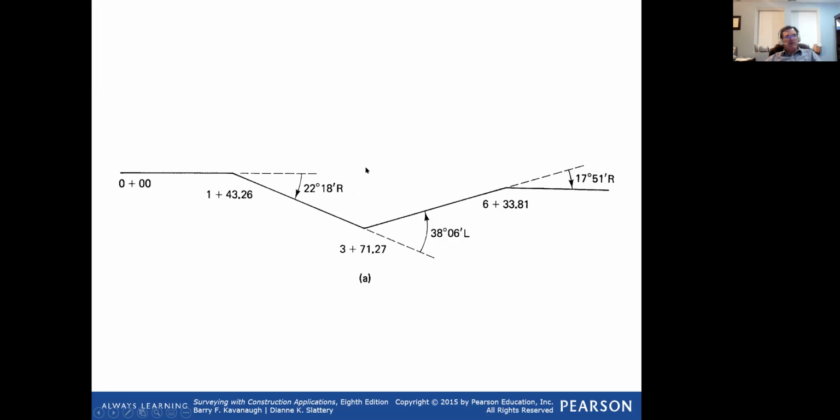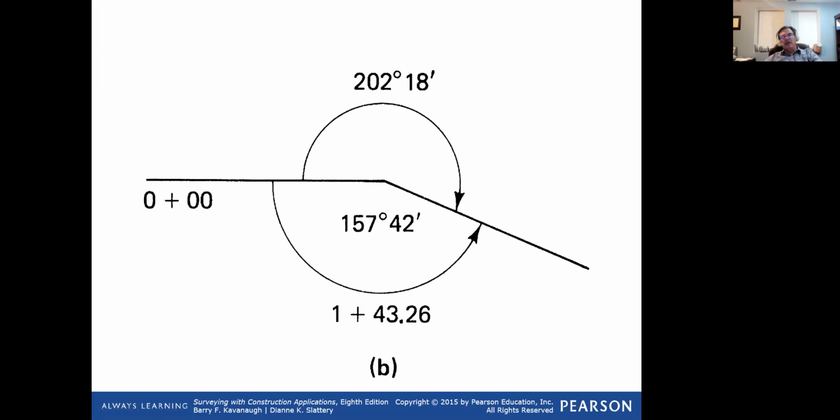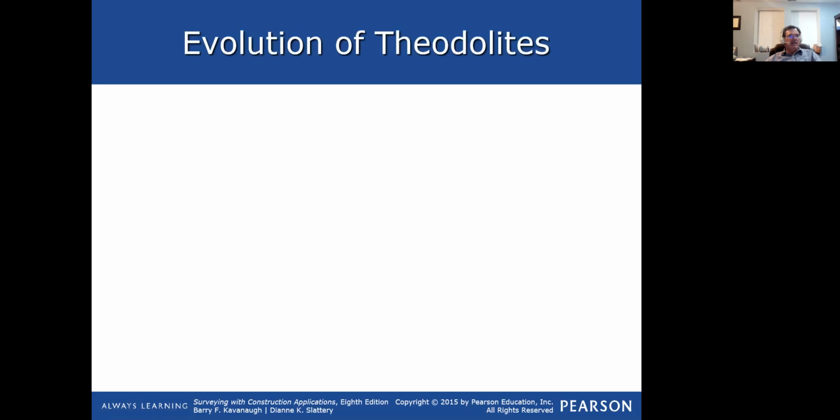And it's measured going forward. And again, it's from the straight line here. This is a 22 degree, 18 minute deflection to the right. Going on this straight line, we have a 38 degrees, 6 minutes deflection to the left. So that is something you'll run across. I don't think we're going to test much on it, but it gives you an idea of what you're looking at as far as construction goes and the third type of angle that's being measured.